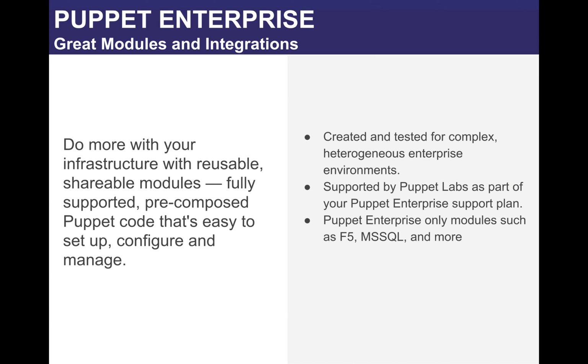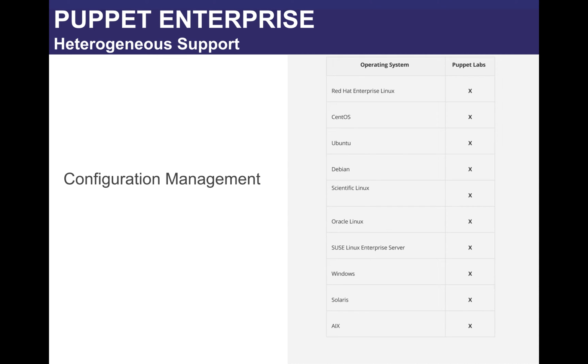And of course, you get great modules and integrations. Puppet Enterprise has a fantastic partner network so that you can manage not only your Linux and Windows servers, but also the devices, the black boxes that are traditionally in your data center, and pull it all under one tool, one team, one code base. But you can also manage things like F5, MS SQL. These are the modules that are exclusive to Puppet Enterprise, so you have to be a Puppet Enterprise customer to get that management capabilities. We also offer configuration management heterogeneous support.